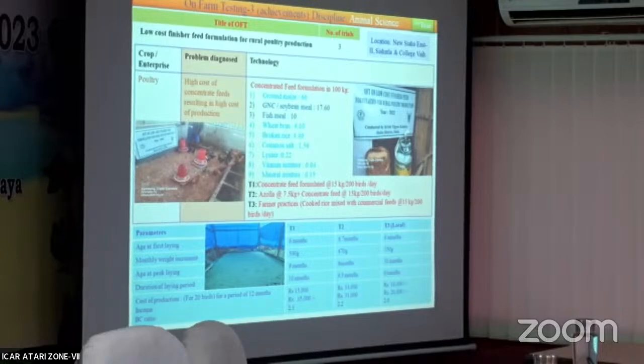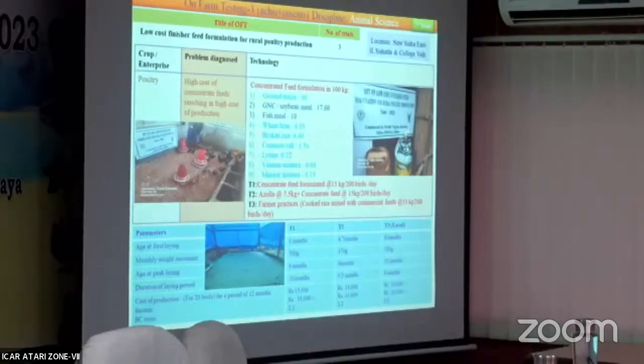So under T1, concentrate feed formulated at the rate of 15 kg per 200 birds per day, and then under T2, Azolla at the rate of 7.5 kg plus concentrate feed at the rate of 15 kg per 200 birds per day. And under T3, farmer's practice, cooked rice mixed with commercial feeds at the rate of 15 kg per 200 birds per day.